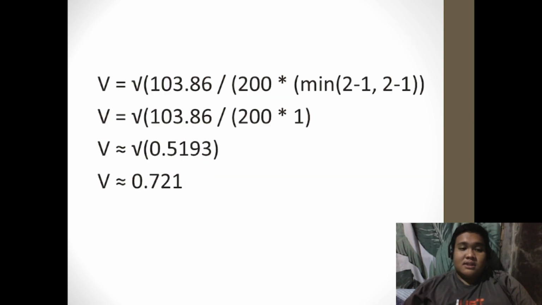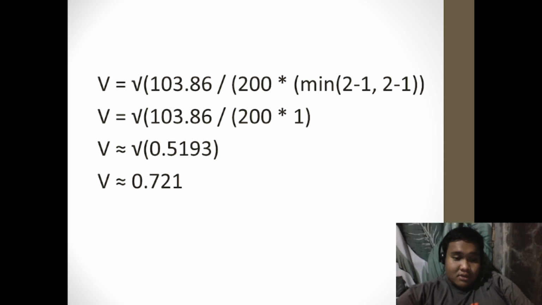This is me solving the result using the formula. V equals the square root of 103.86 over 200 times the minimum of 2 minus 1 and 2 minus 1. So V equals the square root of 103.86 divided by 200. 103.86 divided by 200 is 0.5193, and the square root of 0.5193 is approximately 0.721.